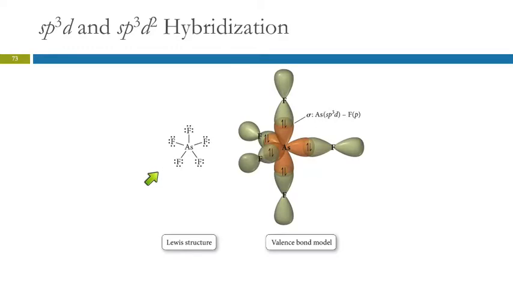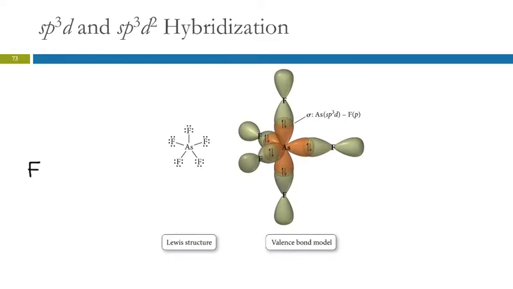We looked at the Lewis structure for arsenic pentafluoride, and we predicted its shape using VSEPR theory. We can also look at this using valence bond theory. We're going to have sp3d orbitals, and so there's 5 of them. They arrange as a trigonal bipyramid, and each of them will overlap with the unhybridized p orbital on fluorine.